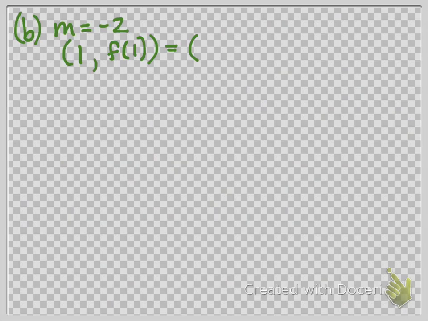What is f of 1 in this case? It would be 1 minus 4, yes? AKA -3. All right, so that's (1, -3). So now we have a point, we have a slope, so we write our tangent line. So we write y plus 3 equals -2 times x minus 1. And there's our tangent line.